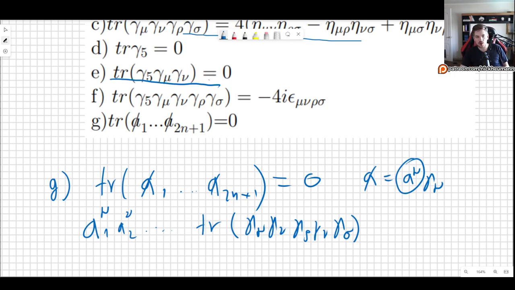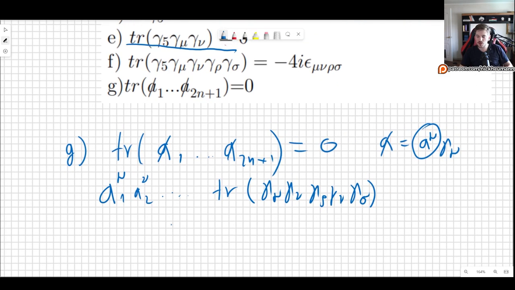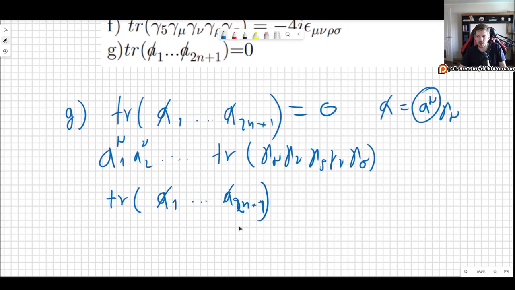So we now wish to know what exactly this is. We will stick to the notation of the a slash, because that is a good way of writing it in general. When we say a1 slash, and so on, all the way to a slash 2n plus 1, we're saying there are 2n plus 1 gamma matrices here, and we don't have to come up with 2n plus 1 indices. How would you write the 2n plus 1th index if you are calling them mu, nu, rho, sigma? Is it going to be chi? I don't know. So let's just do it like this.